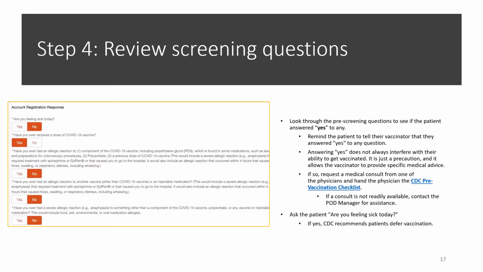Step 4. Review the screening questions. On MyTurn, patients answer pre-screening questions about their medical history. Check to see if the patient answered yes to any of those questions. If the patient did answer yes, you can request a medical consult with one of our county or MRC physicians. The physician will ask a few more questions and provide any specific medical advice.